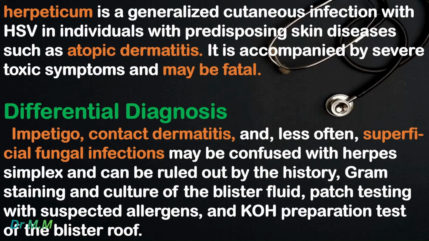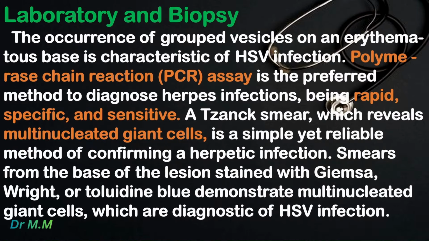Differential diagnosis: impetigo, contact dermatitis, and less often superficial fungal infections may be confused with herpes simplex and can be ruled out by Gram staining and culture of the blister fluid, patch testing with suspected allergens, and potassium hydroxide preparation test of the blister roof.